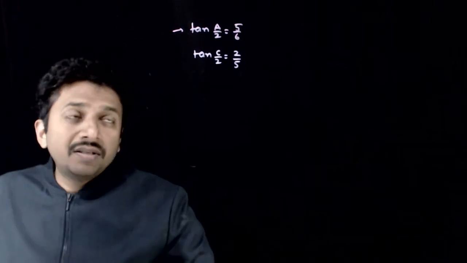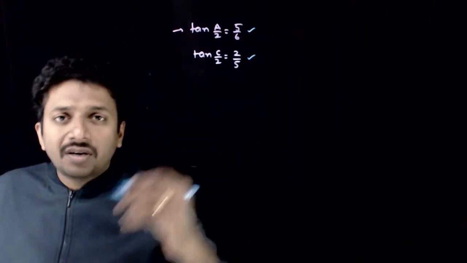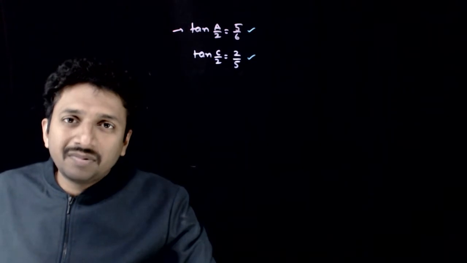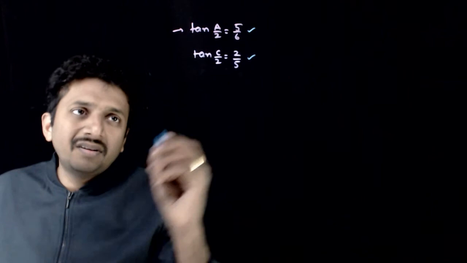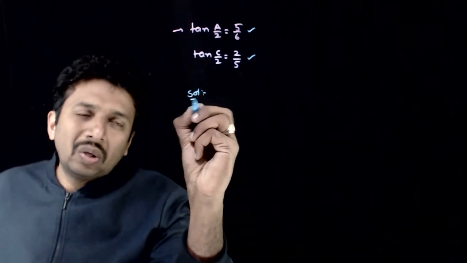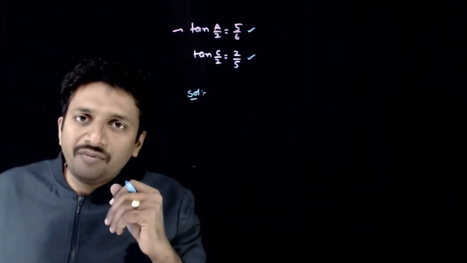So welcome students. In this question you're given two pieces of information, tan A by 2 and tan C by 2. From this information you're asked to find the nature of the sides A, B, C. So this question is based on half angle formulas.